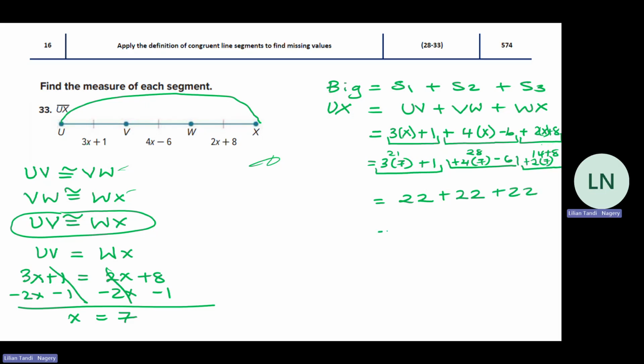Okay? So now 22 times 3 is 66. So this is UX. And you box your answer. And it did not give us a specific unit, so we are going to write units.